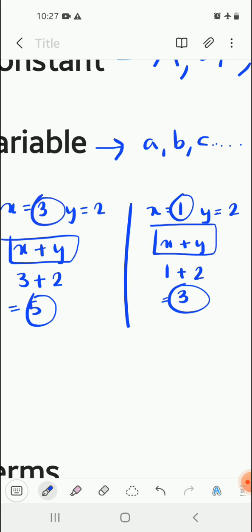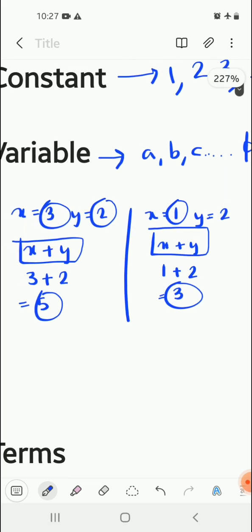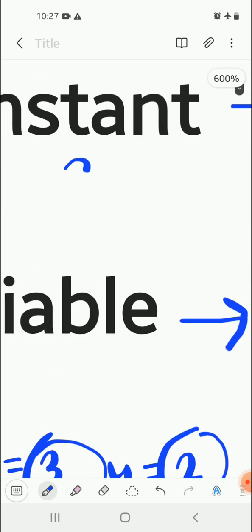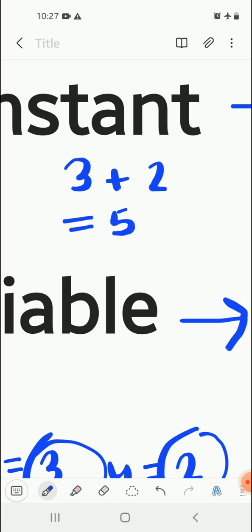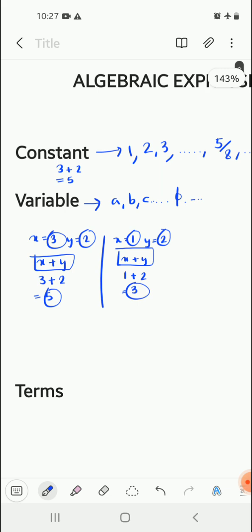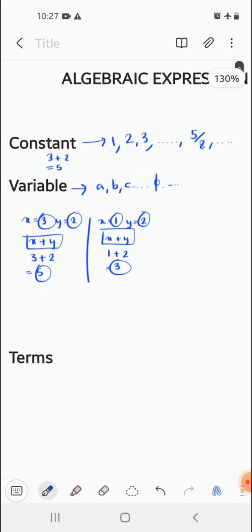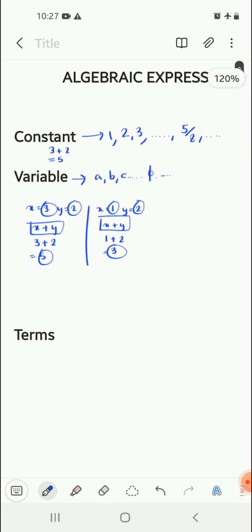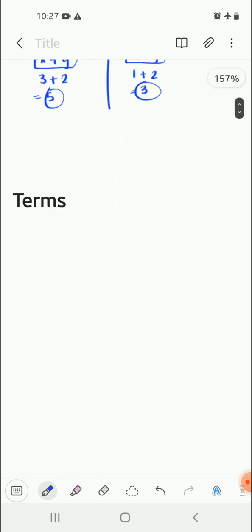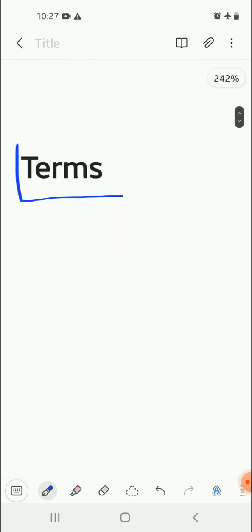Over here it was 3 and over here it is 1. On the other hand, the value of y was 2 and here the value of y is also 2. But if it's about constants, if I say 3 plus 2, then it has to be 5 and nothing else under any circumstance whatsoever. Once we understand that an algebraic expression is a combination of both constant and variable, we have to come across a word which is called terms.